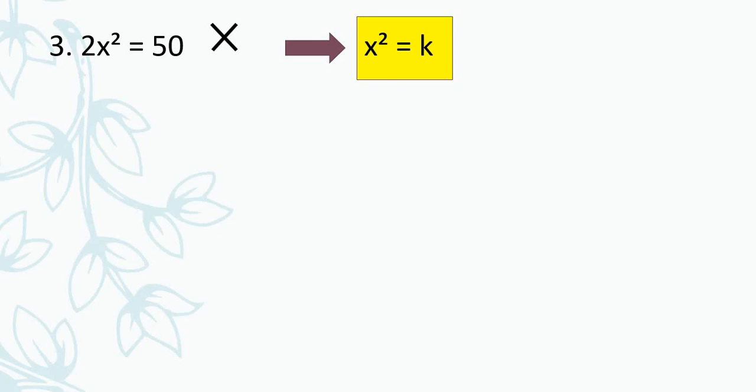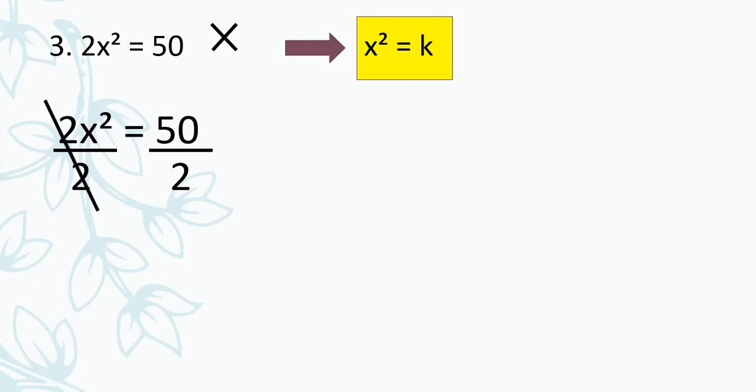What method? We will use the division property of equality. Look at the value of a. In our example, the value of a is 2. We will put that in our denominator on both sides. So, let's put a denominator of 2. Why 2? Because that is the value of a. Okay? Why? To cancel it out, so that x squared has no companion. Okay? So we have here x squared is equal to 25 because 50 over 2 is 25.